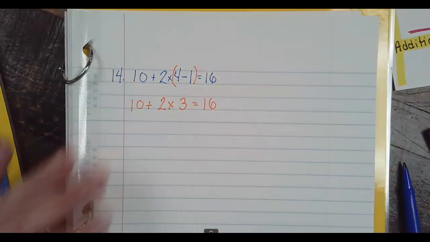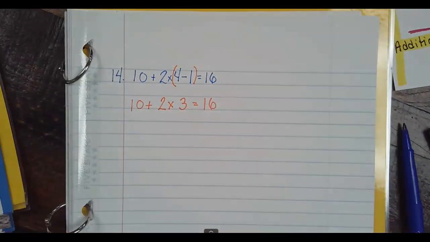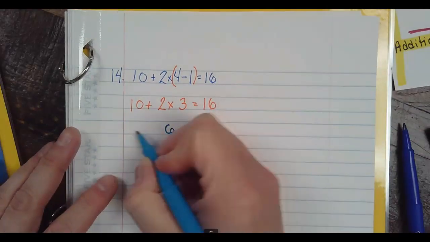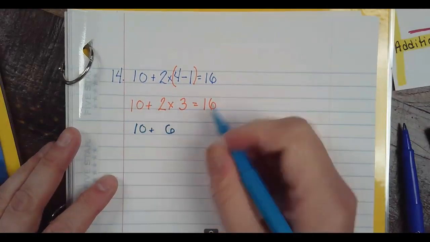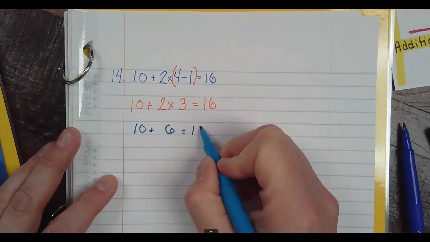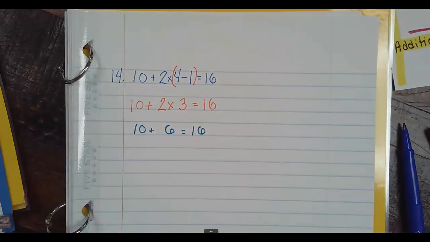What's my next step I have to make? Next step. Yep, 2 times 3 is 6. So now I have 10 plus 6 equals 16. Is 10 plus 6 16? Yeah. Booyah! That was a quick catch. Good job.